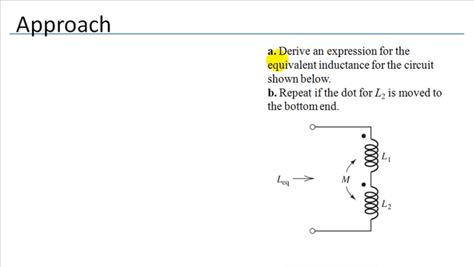Now let's review the information from the problem statement. We are asked to find an expression for the equivalent inductance for the circuit shown below. So we're looking for the equivalent inductance looking into the terminal pair. So we can imagine that somehow these pair of inductors can look like a single inductor, L sub EQ.